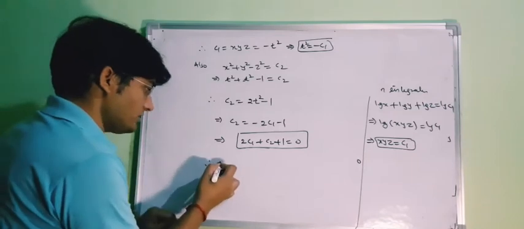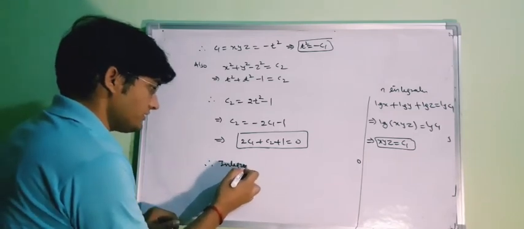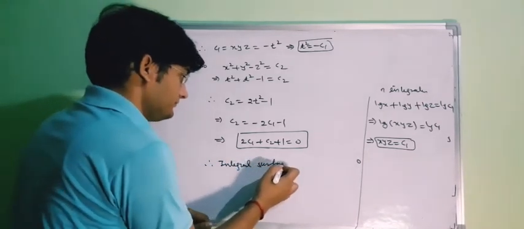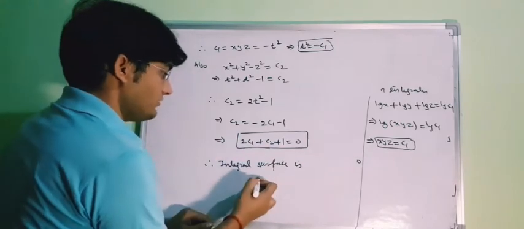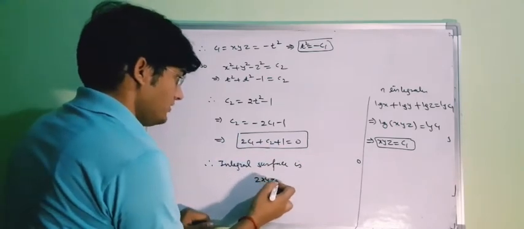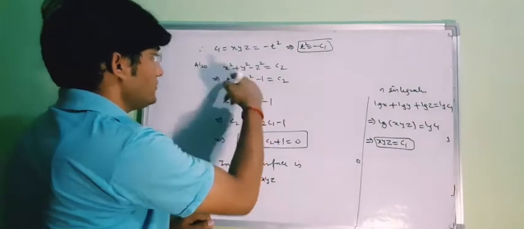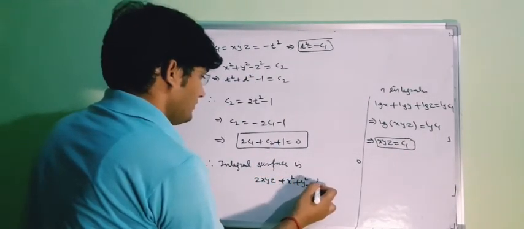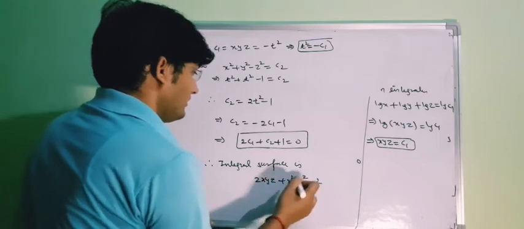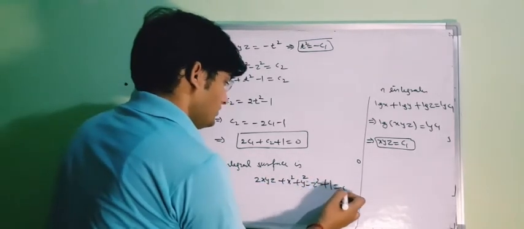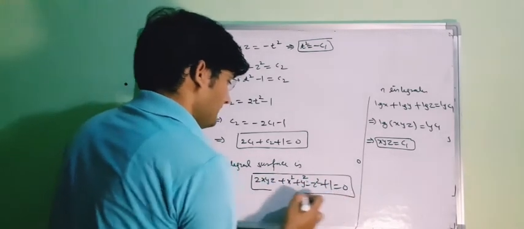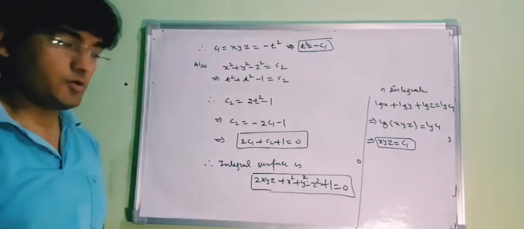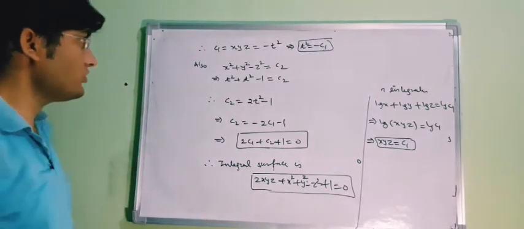Therefore our integral surface is now 2 times c1, that means 2xyz, plus c2, this was x square plus y square minus z square, and plus 1 equal to 0. So this is your answer. So this is the solution of the problem. Now let us solve one more problem.